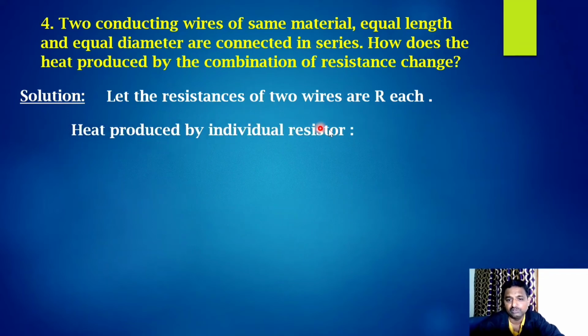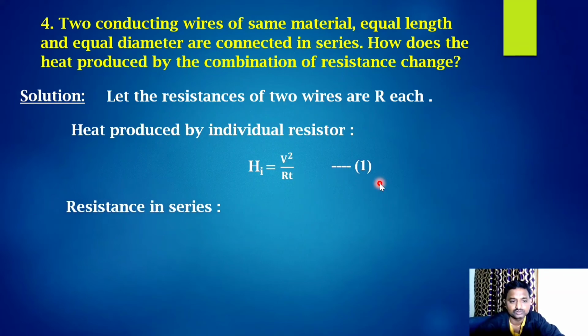Heat produced by individual resistor. So we have the formula for heat, that is H is equal to V square by R into T. So here we are calculating for individual resistors. So H suffix I means heat produced by individual resistors, that is V square by RT, that is equation 1.